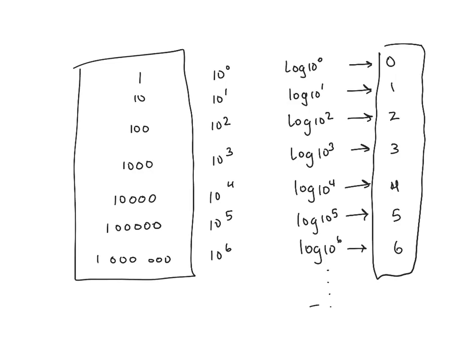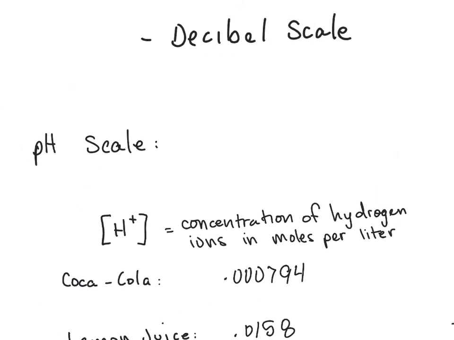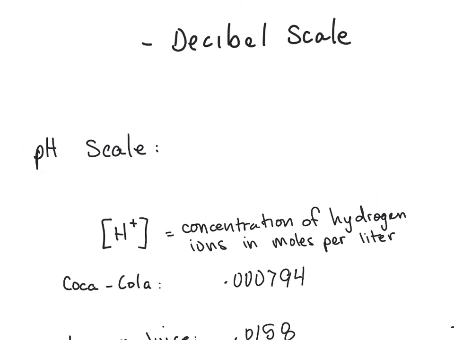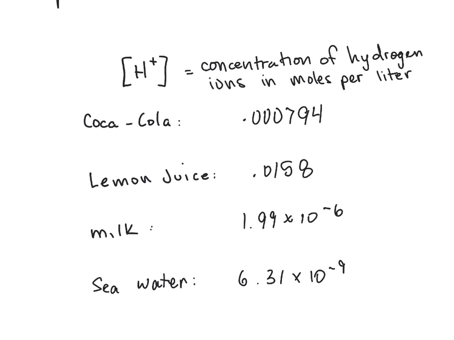So let's take a look at the first one, the pH scale. The H plus is a measurement of the concentration of hydrogen ions in moles per liter. So I've just written the hydrogen ion concentration of some common liquids: Coca-Cola, lemon juice, milk, and seawater.